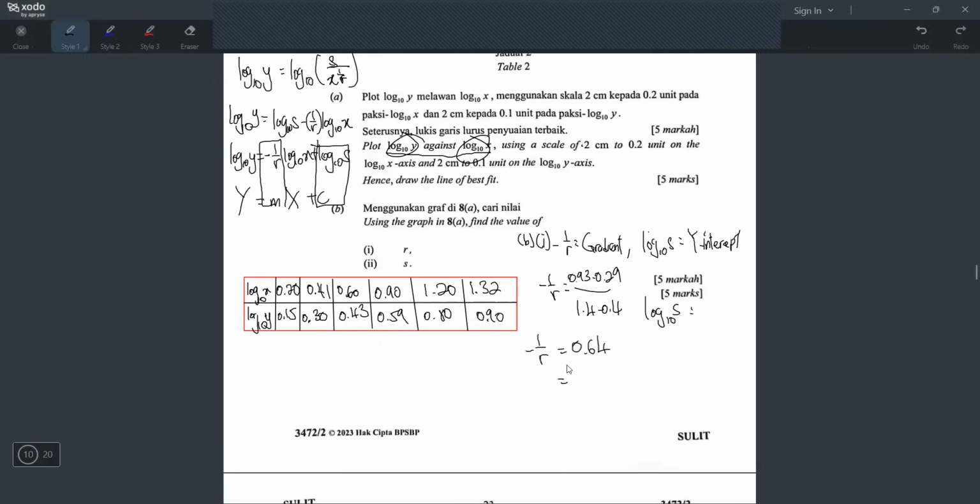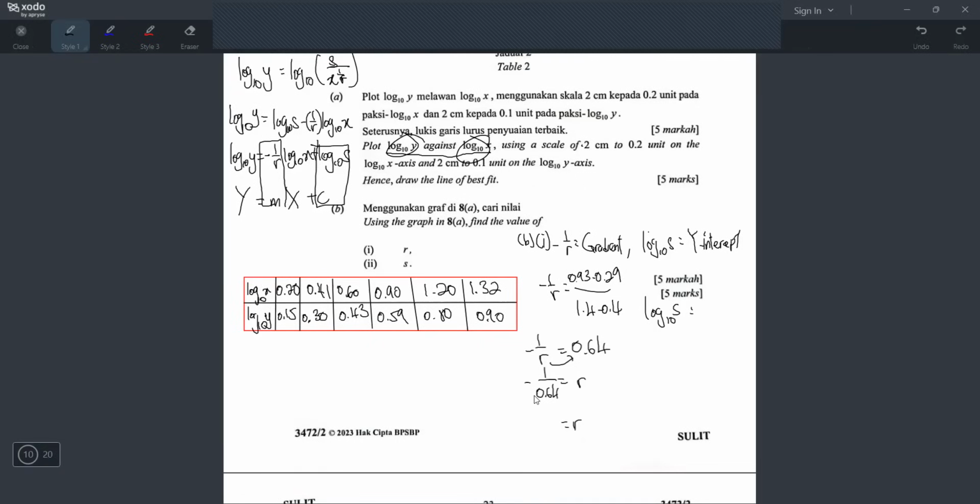Okay, how do I find r now? The r I can move up here to become multiply, and then 0.64 I can move to become divide. So it becomes 1 over 0.64 equals r, right? Means multiply becomes divide, divide becomes multiply. So how to find r? Just press all this in your calculator. So 1 divided by 0.64, and then just put negative.